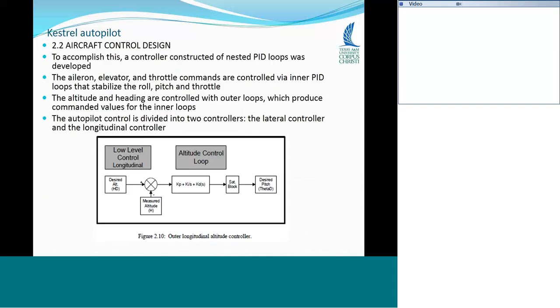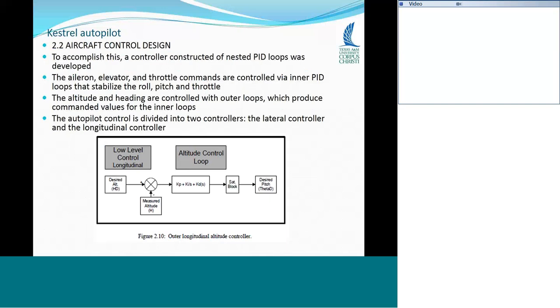Okay, so, all right, so we're going to design the controller. So you could use nested PID loops that control the aileron, elevator, and again, the ailerons when they move independently, elevators when they move together, and throttle. You want to change the speed. Controlled via the inner PID loops to stabilize the roll, pitch, and throttle. Then the altitude and heading are controlled with outer loops, which produce commanded values for the inner loops. Okay, so if you want to go altitude and heading, you've got to figure out what you're going to tell the aileron, the elevator, and so forth.